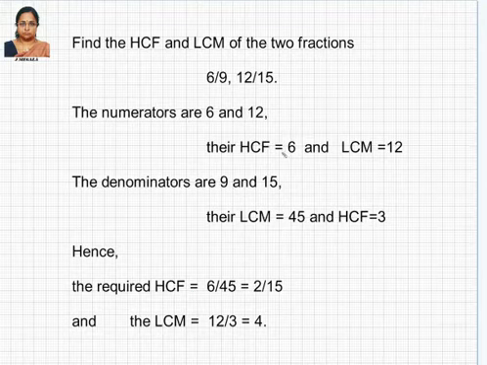So numerator here, HCF is 6. And LCM of the denominator, that is 45, so 6 by 45, or 2 by 15. Similarly, when you go for LCM, LCM of the numerator, which is 12, divided by HCF of the denominator, which is 3. So 12 by 3 is 4.